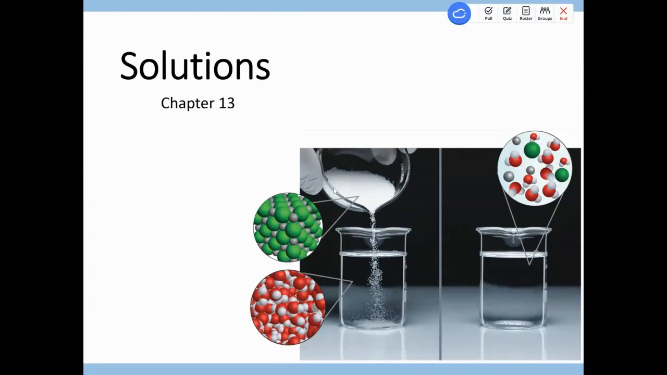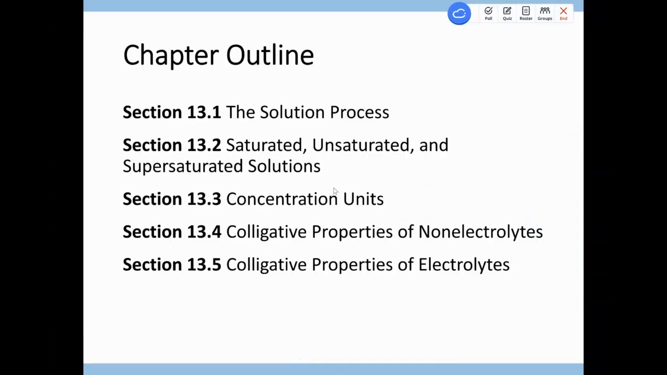So chapter 12, what we just finished, was all about pure substances. So pure liquids and pure solids. Chapter 13 is about solutions. So now we're mixing substances together, which may not result or doesn't result in a pure substance. It will be a mixture or a solution. So we'll talk about the solution process, how you create a solution, and energetics of that. Different types of solutions, saturated, unsaturated, and supersaturated.